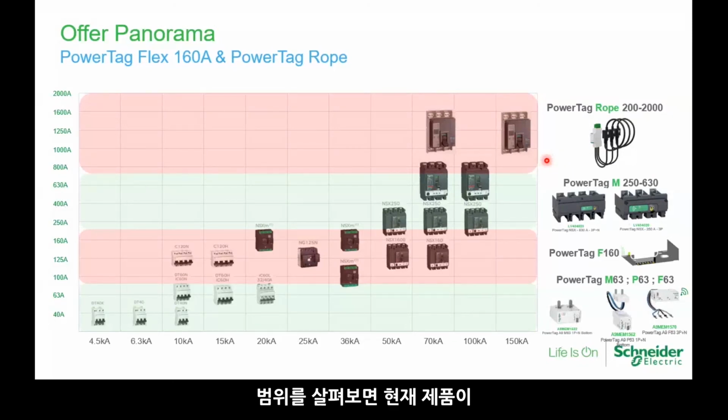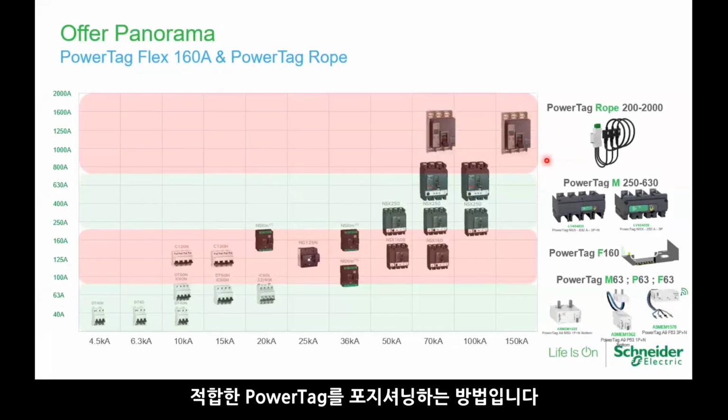So if you look at the range of the offer that we have today, we are covering quite a wide range of breakers, from MCCBs all the way up to 2,000 amps, to MCBs and anything even below 63 amps. That is how you position the right fit of PowerTag for the different types of breakers.